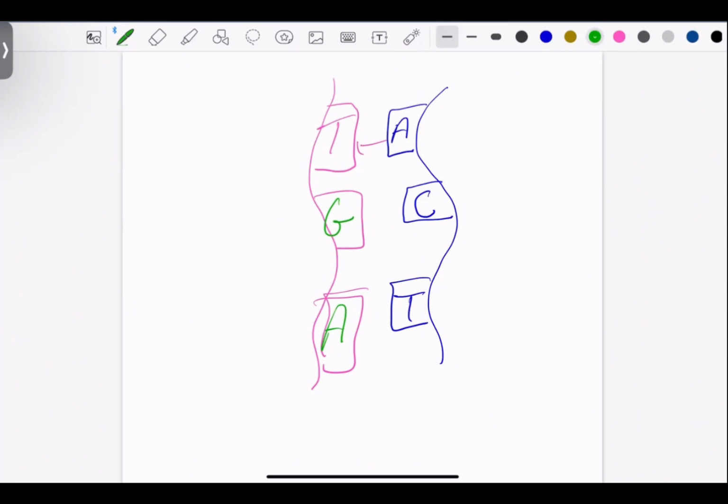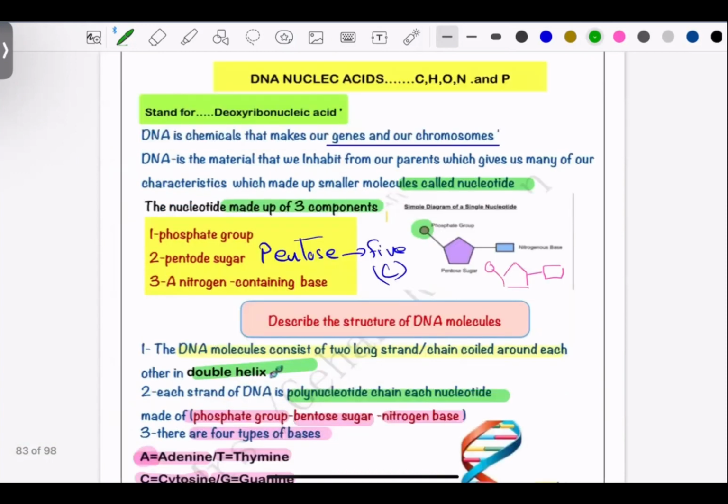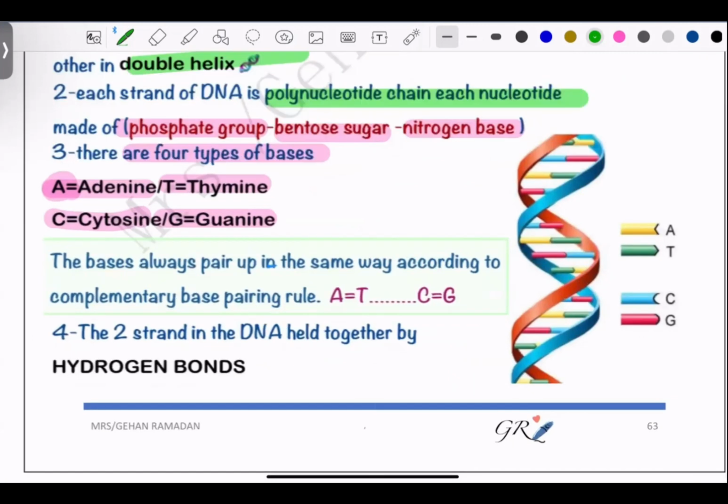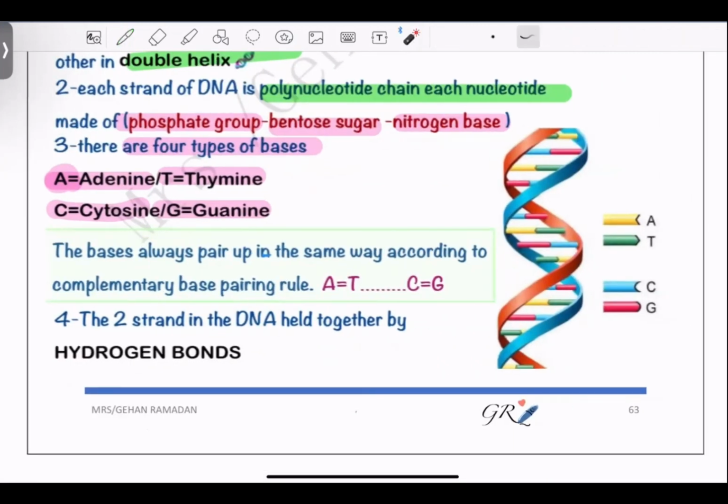But when we repeat the explanation, you're going to memorize with us so easily. We have adenine, thymine, cytosine, guanine. The A is for adenine, the first letter is A, as you see. Thymine, the first letter is T. Cytosine is C, and guanine is G. They are so easy. And the bases always pair up in the same way according to what we call the complementary base pairing rule, which is A with T and C with G. Do you get it? Yes.